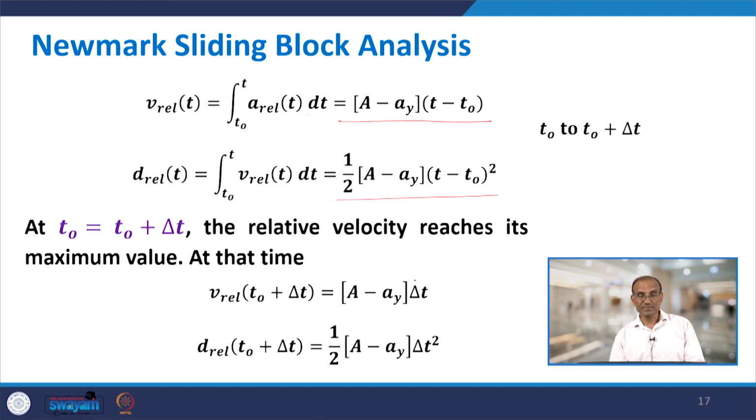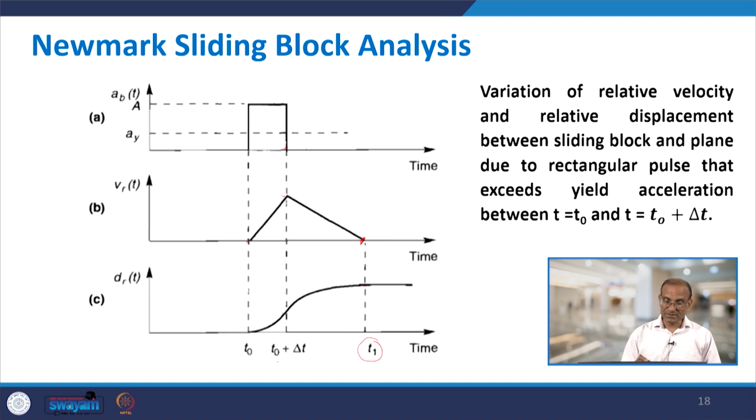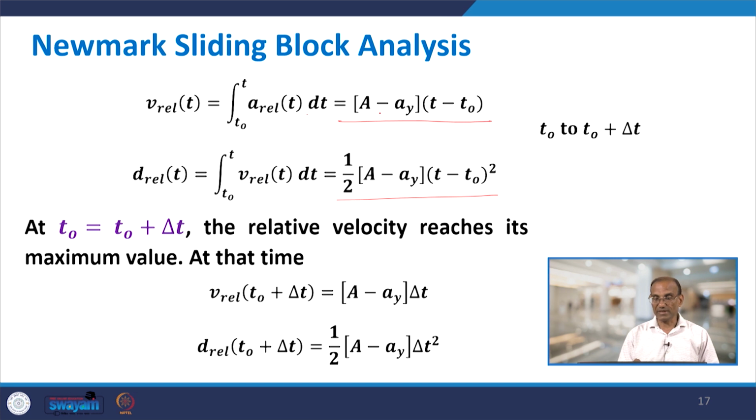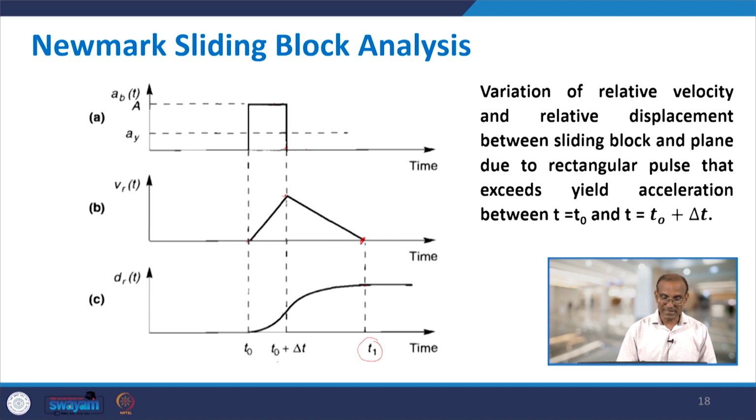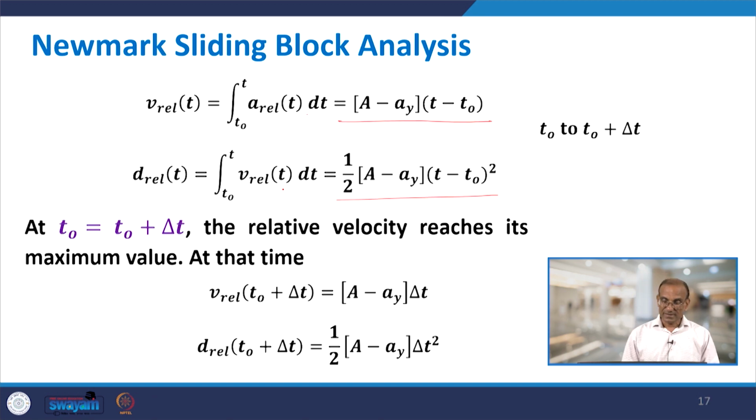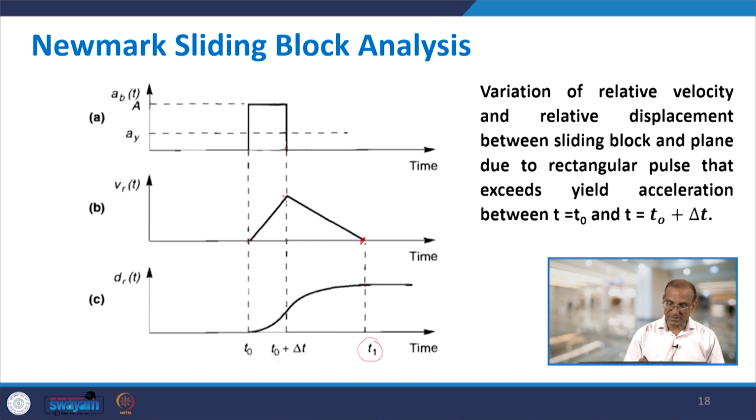So, how is it done? We already found the values here. This is the equation for velocity at time t. If I put t minus t naught equal to delta t, then I can find the velocity at this point, at delta t time. This is the velocity there, and the displacement. So, these values represent the values at this point here as well as here.